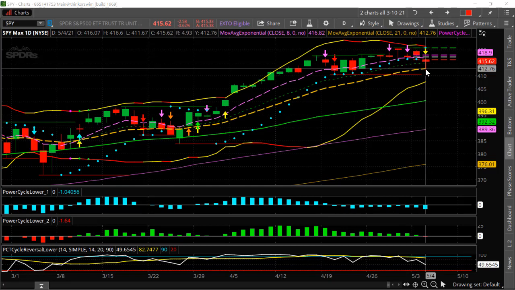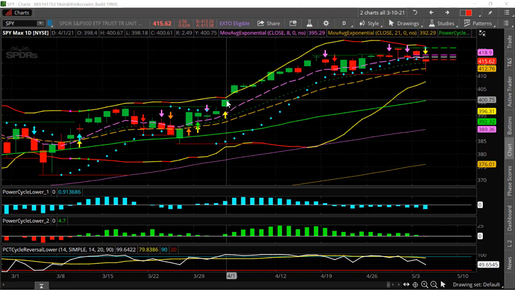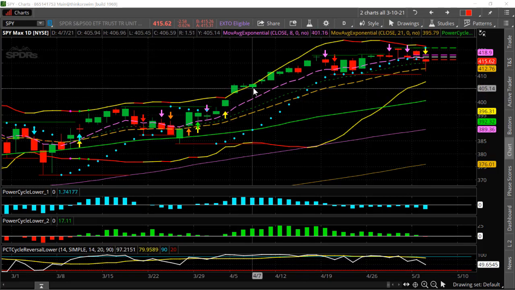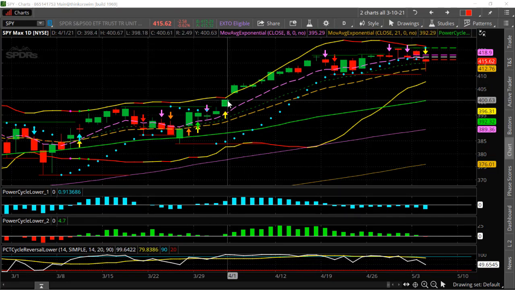First target here was 412. Now if this does not hold, I'm looking for the next target. It's going to be down to this 405. We've got some price action. You can see the gap area here. So looking at 400, 405, this area. You've got 405, some price support here, and then you've got this gap fill that will come into 400.